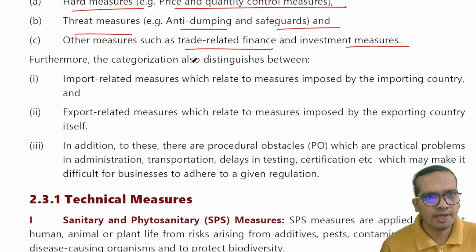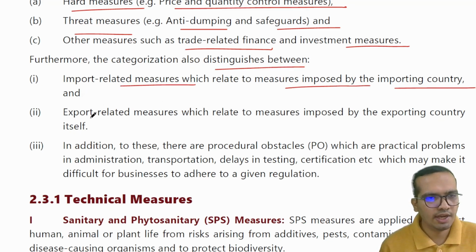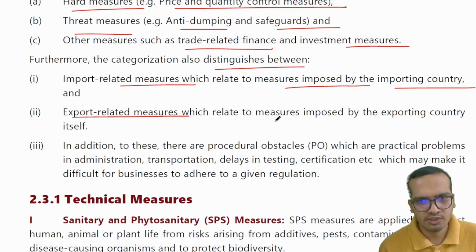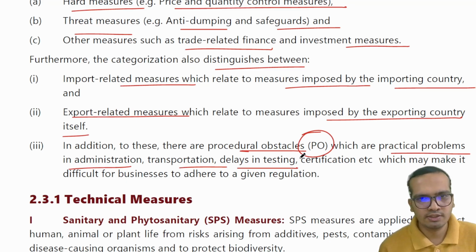Further, the categorization also distinguishes between import-related measures, which relate to measures imposed by the importing countries, and export-related measures, which relate to measures imposed by the exporting countries themselves. In addition to these, there are procedural obstacles (PO), which are practical problems in administration, transportation, delays in testing, certifications, which may make it difficult for business to adhere to a given regulation.